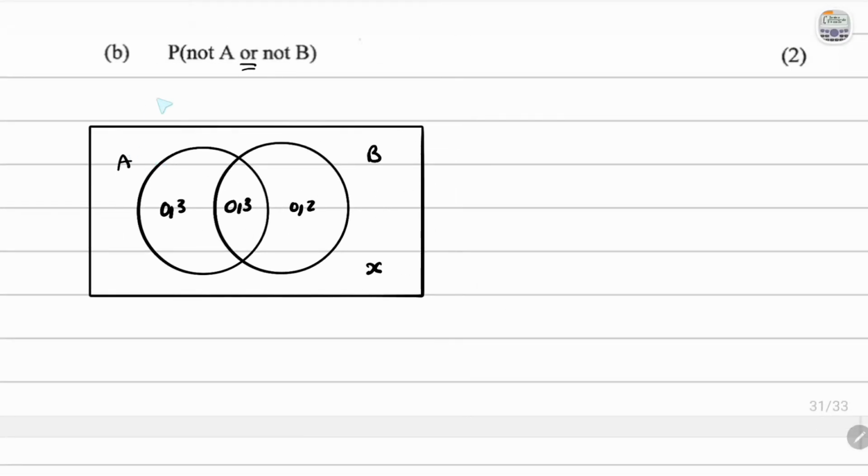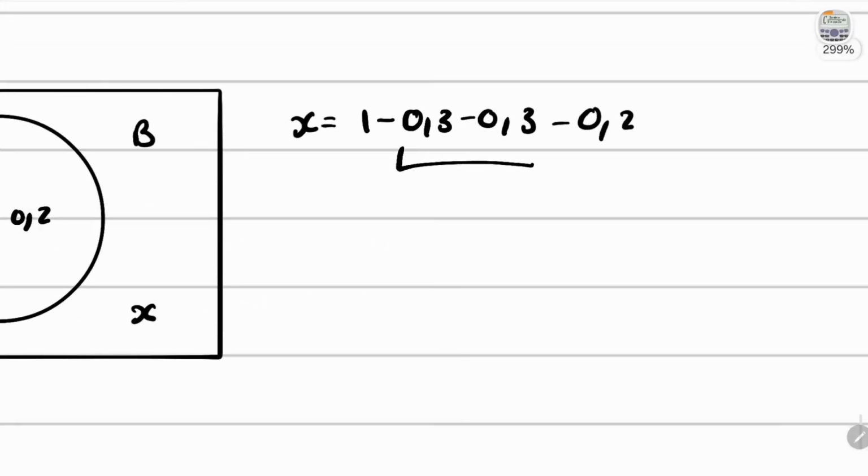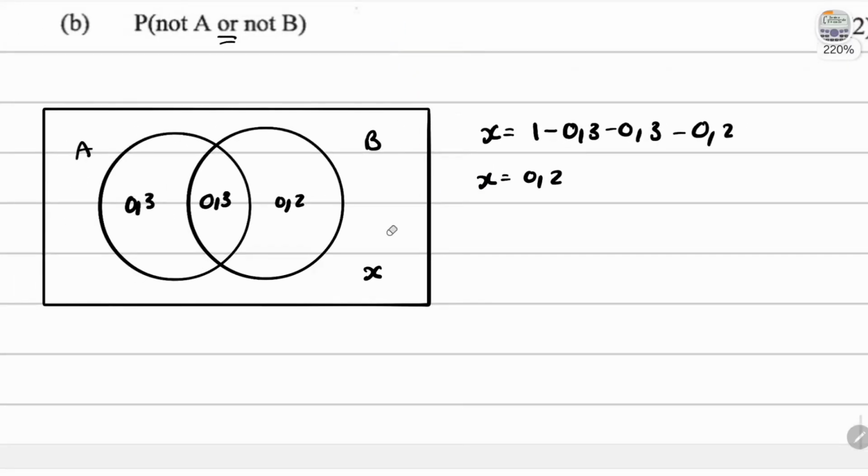So to find that, you see that everything in the Venn diagram will add up to 1. So to find the outside, we can say X is equal to 1 minus everything in the circle. So it's minus 0.3 and minus 0.3 and minus 0.2. So minus 0.6 like that is already 0.4, and then minus 0.2 is 0.2. Okay, so we know what that is now. We know that the outside is 0.2.